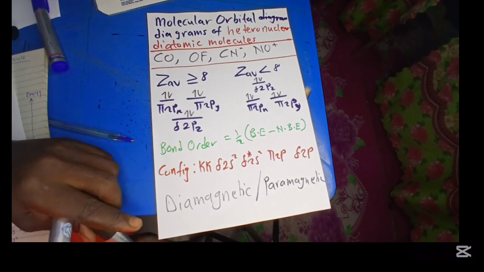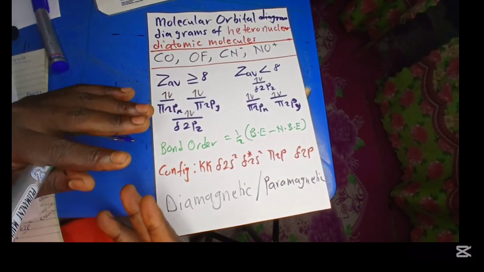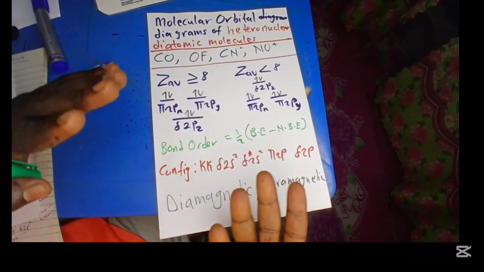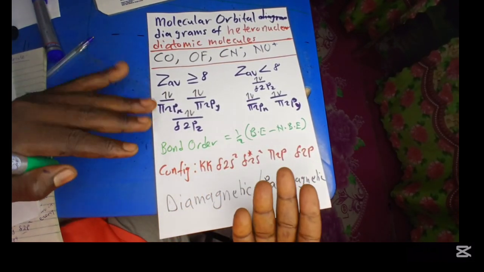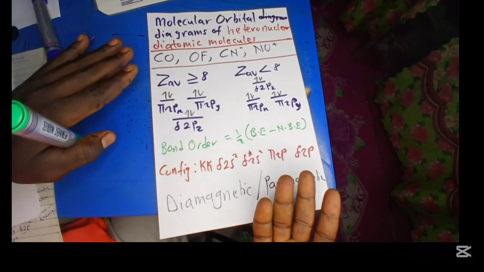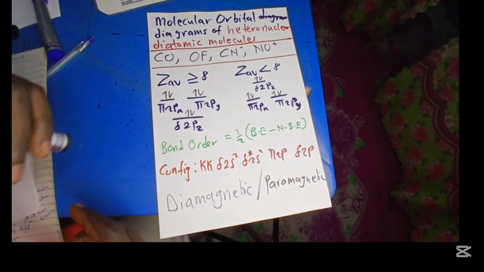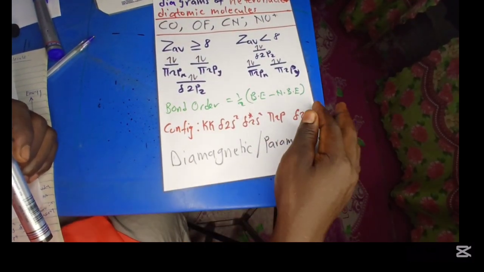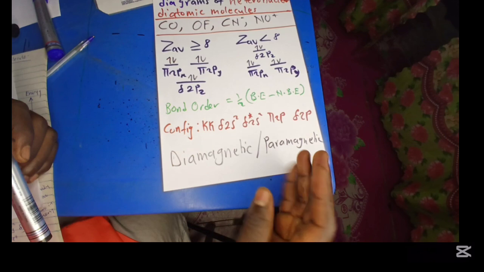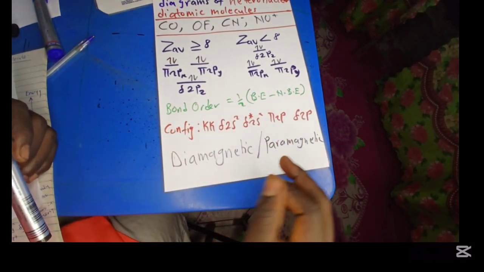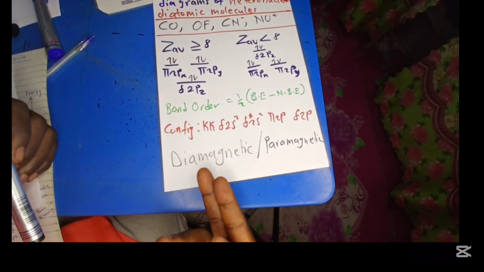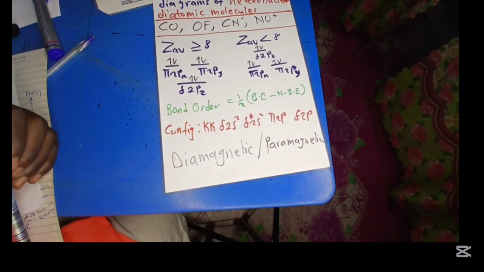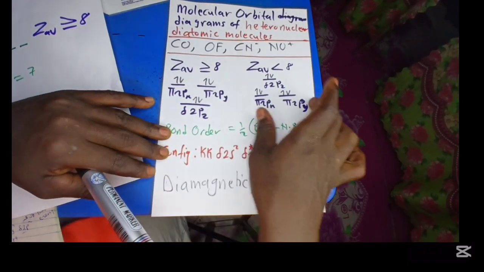I'll try my best so that you'll be able to apply this understanding to draw the molecular orbital diagrams for other molecules. And at the end of this video, you should be able to calculate the bond order of heteronuclear diatomic molecules, write the electron configuration, and tell whether the molecule is diamagnetic or paramagnetic. I will explain this to you later.